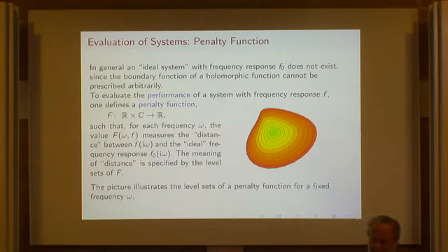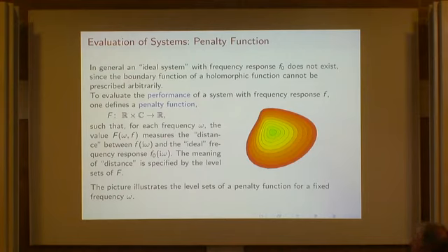And we have a realizable frequency response function, and we have to estimate how good it is. And there are different ways to do it. Of course, one can just take the Euclidean distance, so the distance in the complex plane for a fixed frequency, and then one can take the worst performance, so the sup of this distance over all frequencies. This is the standard way of doing it.